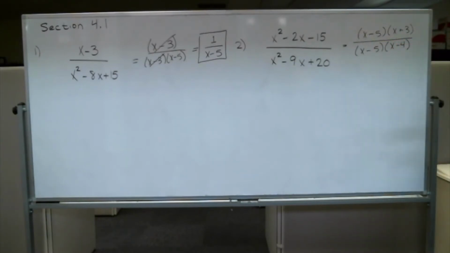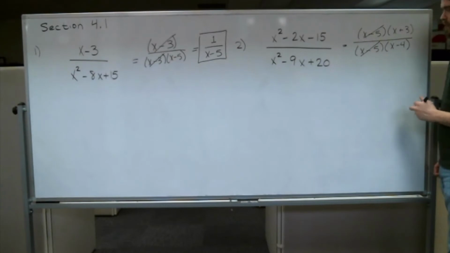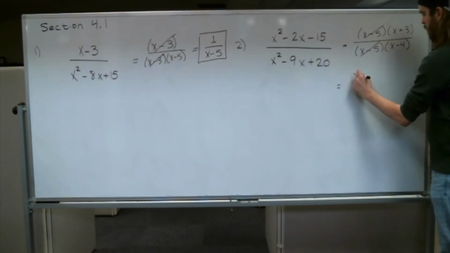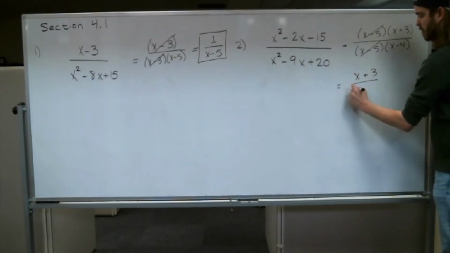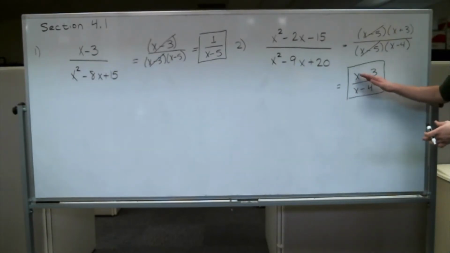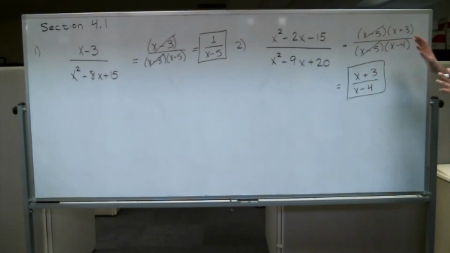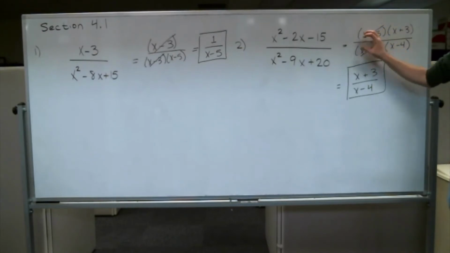Now, just as we did in the last example, we're going to look to see if there are any that are the same on top and bottom that we can cancel out. In this case, we have x minus 5s that can cancel out. That's going to leave us with x plus 3 over x minus 4. This is our final answer. We can't just cancel out the x's because this one has a 3 added to it, and this one has a 4 subtracted from it. We can only cancel them out if they are the same binomial.